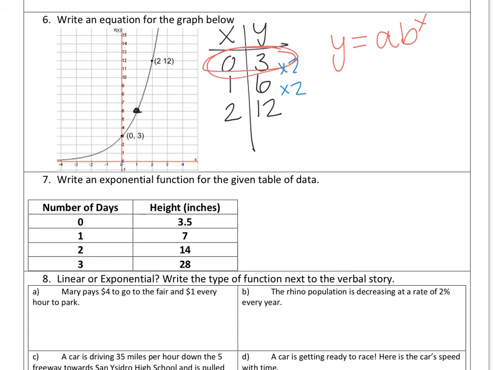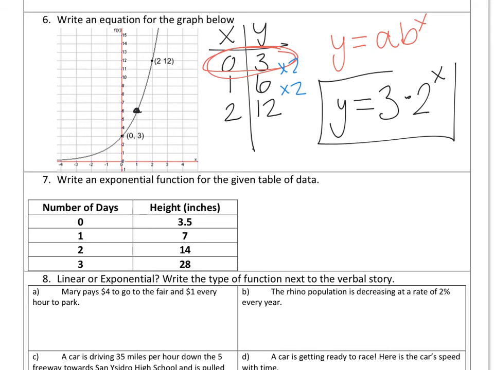So that means that my function would be y equals 3, that's my initial value, times 2, that's my multiplier, my rate of change, to the x power. That's the function that would represent this graph.